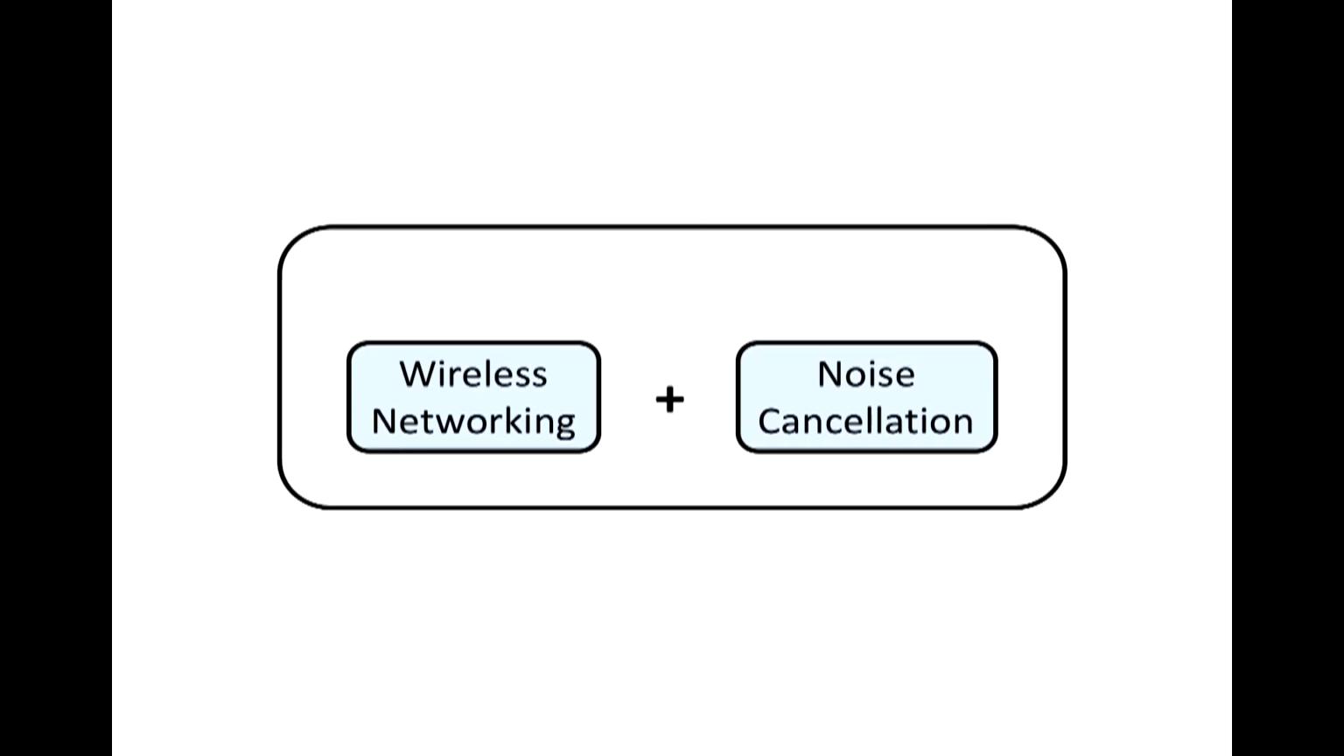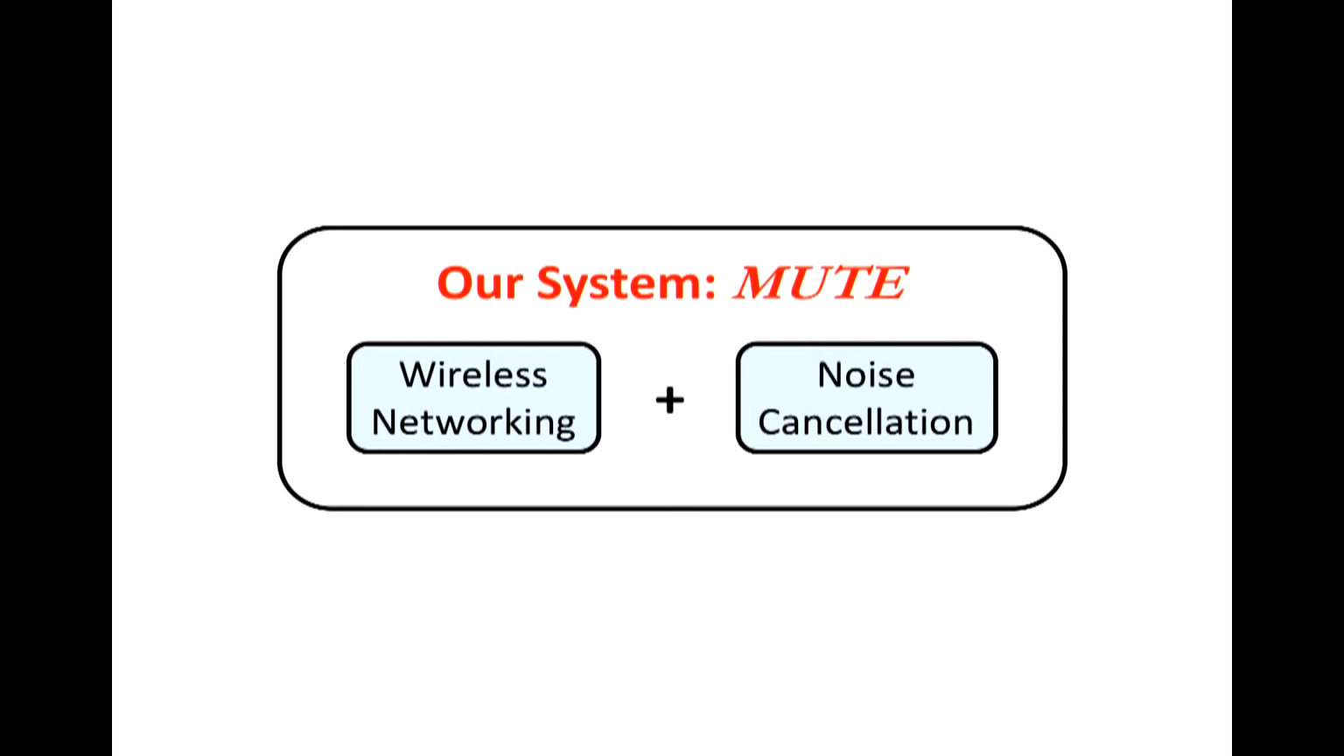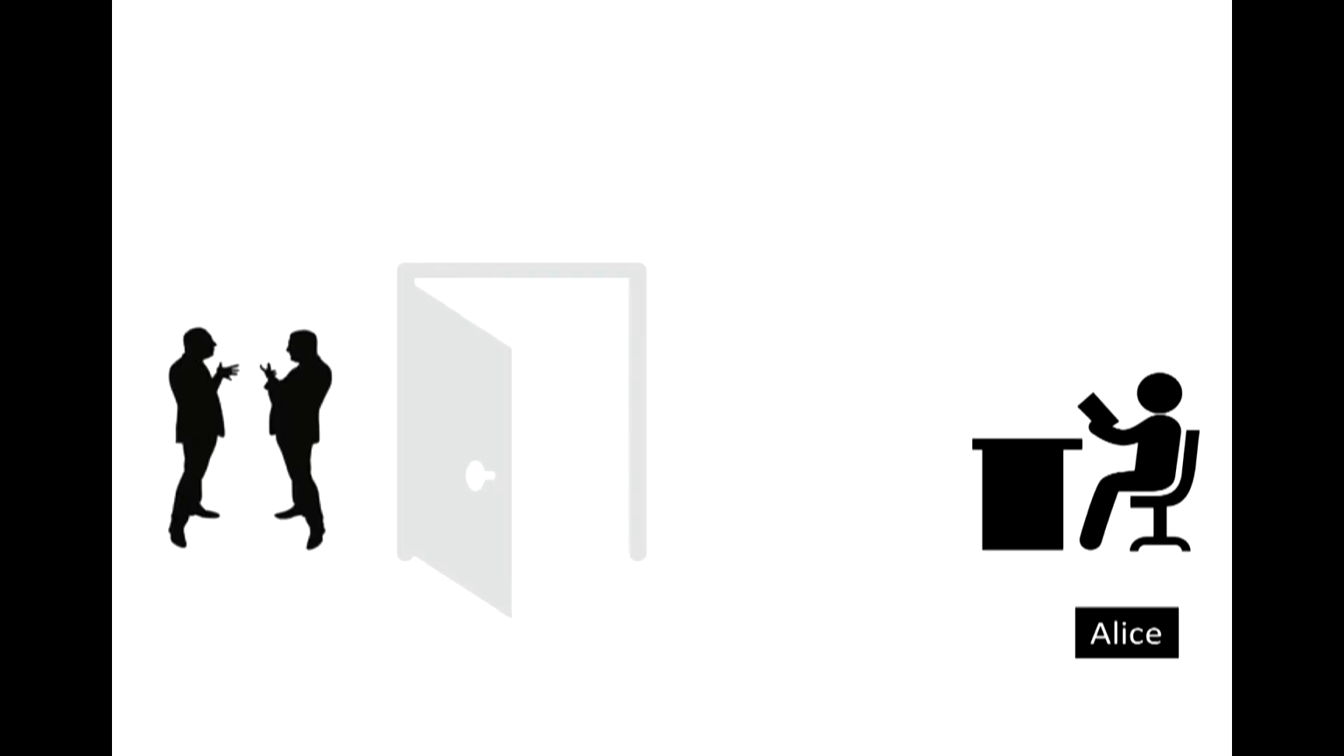The key idea we bring in to solve this problem is essentially the following. We want to combine wireless networking with conventional noise cancellation. We call our system MUTE, and let me tell you the key idea with one simple example. Imagine Alice is reading a book in her office, and she often gets disturbed by the frequent corridor conversations. So Alice decides to put a small IoT device at her office door. This device has a microphone as well as a wireless radio.